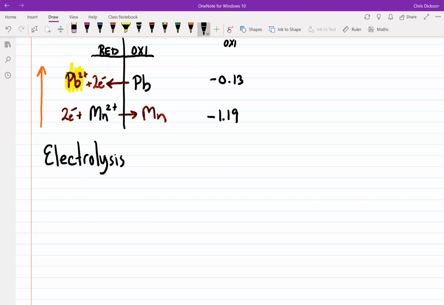And so lysis meaning to split, and then electro obviously being electricity. So basically using electrons to split things to cause certain reactions to take place. So electrolysis can take the form of two different types. One is with a molten salt, and the other is with an aqueous solution.